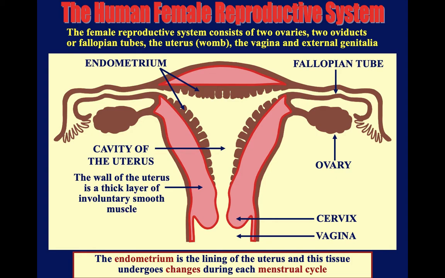So if pregnancy does not occur in that particular month, then the endometrium is discarded, and a new endometrium is built again in anticipation that there might be pregnancy in the following month. So your body is constantly going through this cycle, gearing up for potential pregnancy to make sure that the endometrium is fit for purpose. It's in the best possible shape for that potential pregnancy.